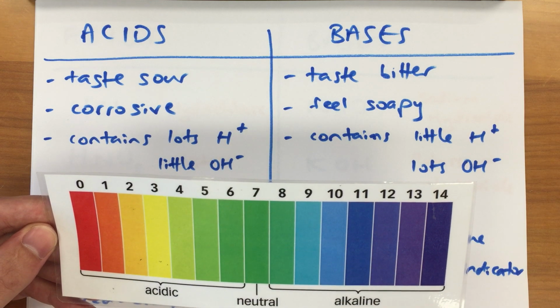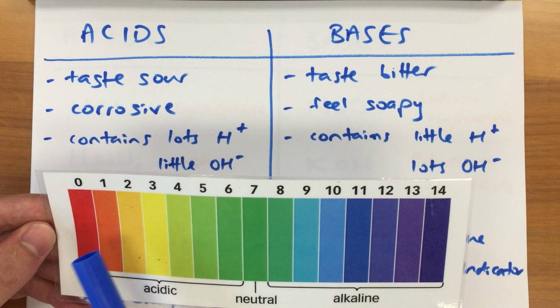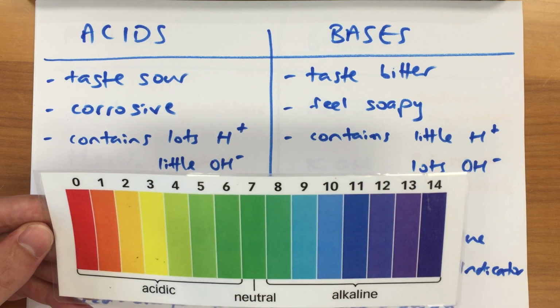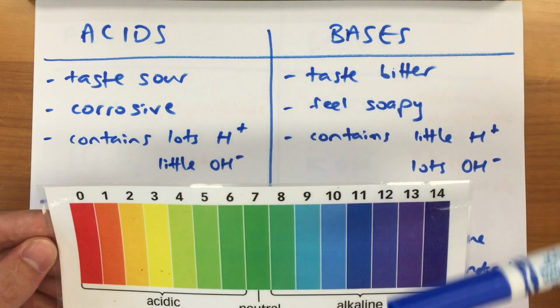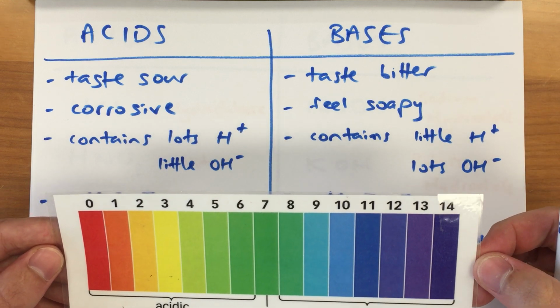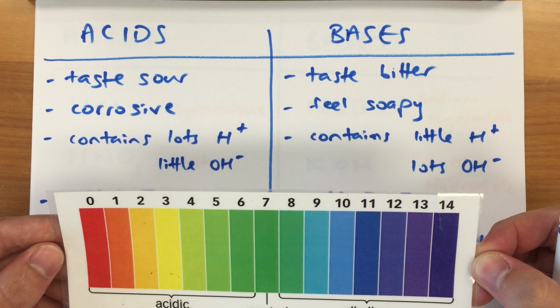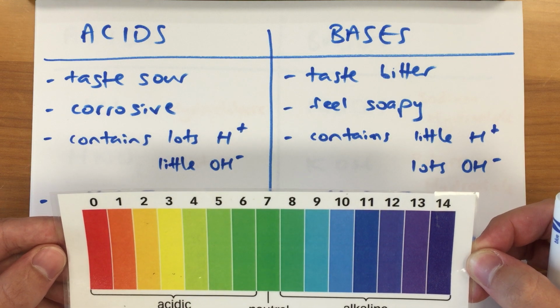If I added universal indicator to a solution and it turned red, I could assume the pH was 0 or 1, and there was lots and lots of H+ and very little OH-. So this universal indicator is a very helpful solution to determine the exact pH of a solution, or the approximate pH of a solution, and to help us with some information about what ions are going to be present in that solution.